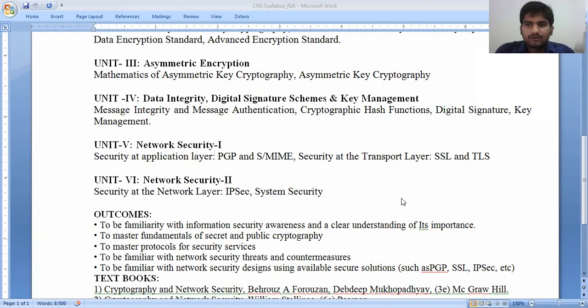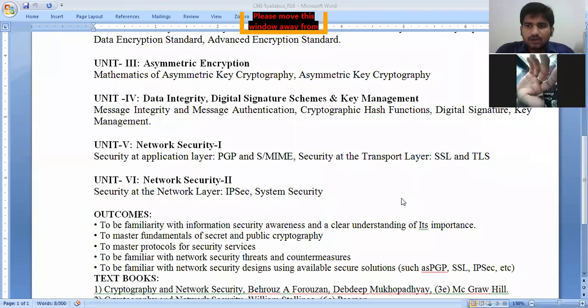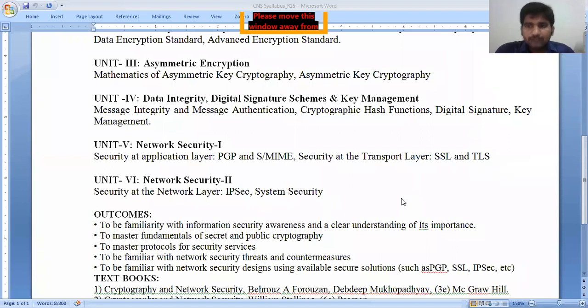What are the various vulnerabilities we are going to have here? All those things we are going to mention. So data integrity, digital signature schema, and key management. Last class we discussed the various types of keys and how to protect keys. There are three major keys we need to keep safe: one is symmetric keys, next is private keys, and third is hash keys. How to keep these safe.